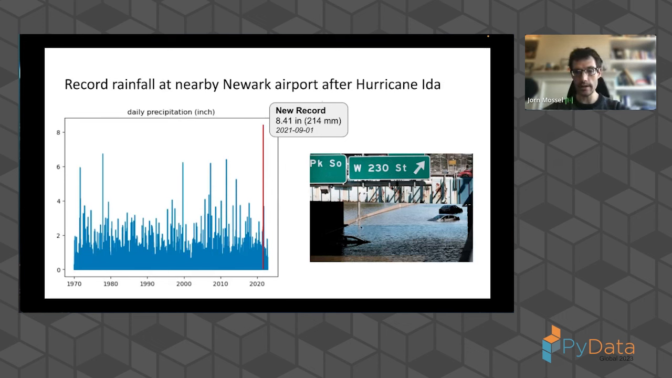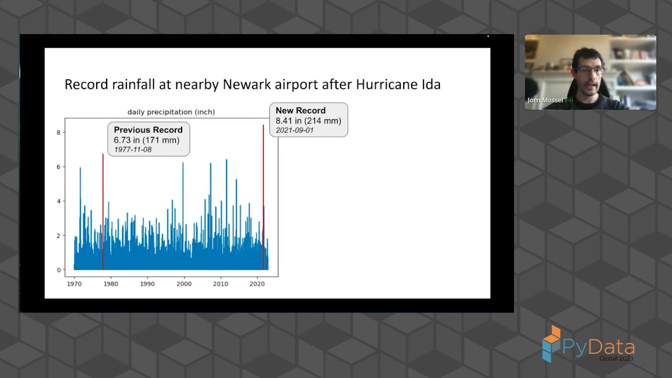In the picture on the right, you see cars basically floating on the highway, and after that happened, it was clear that there was a new record of rainfall that fell in a single day. There was 8.4 inches, and that was the highest on record. How extreme is that? The natural question was, what was the previous record? Let's look at that. That was 44 years ago, at 6.7 inches. So that's significantly lower. What happened in September was indeed extreme.